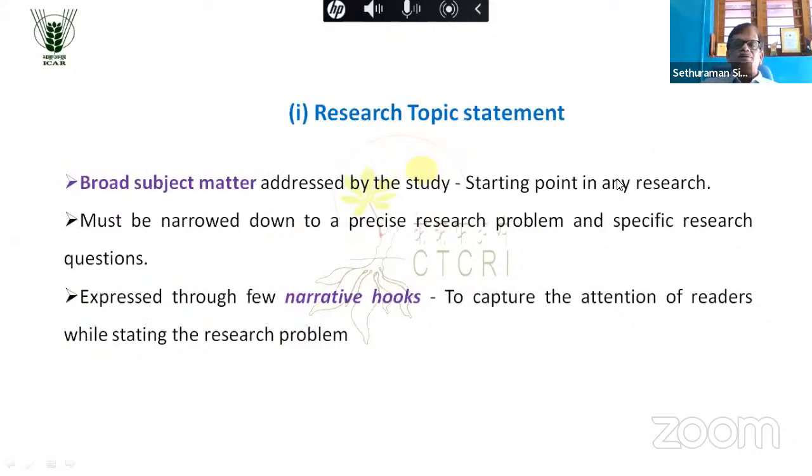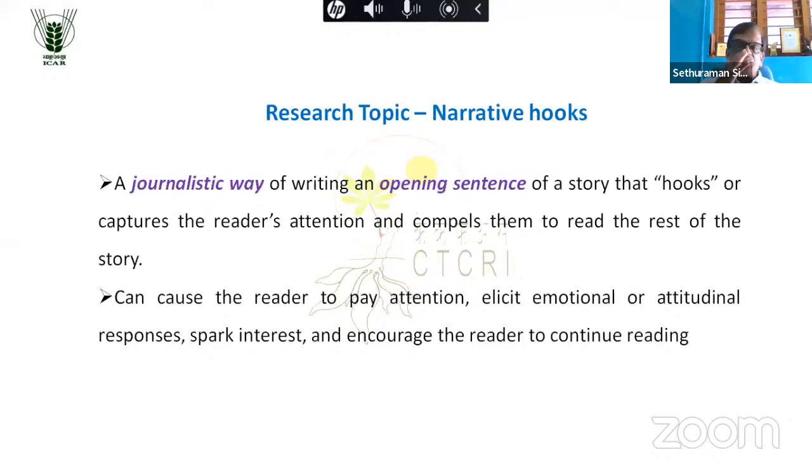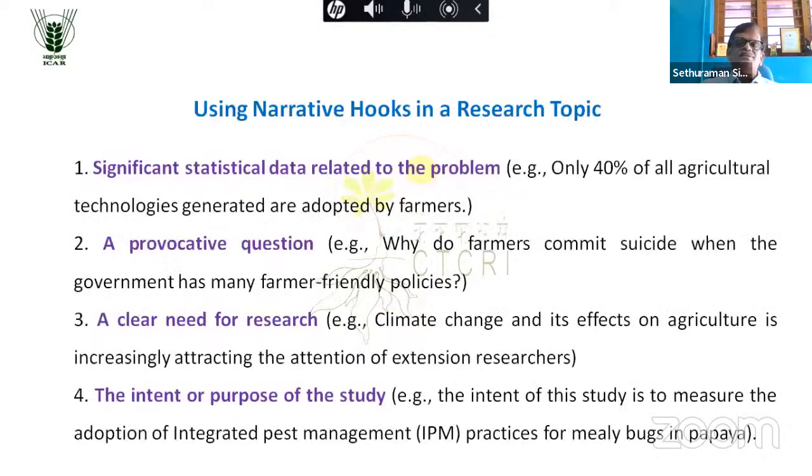Now, the first statement I am giving is just a summary kind of thing. It is a broad subject matter of the study. In the initial first one or two statements of a research problem in the template, we can use narrative hooks. What exactly is a narrative hook? It's a journalistic way of writing an opening sentence of a story that hooks or captures the reader's attention and compels them to read the rest of the story. So you can see some of the narrative hooks.